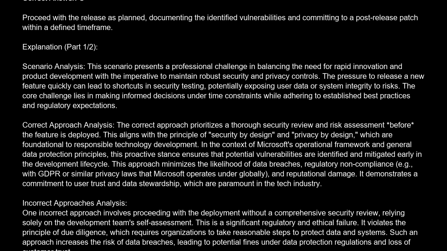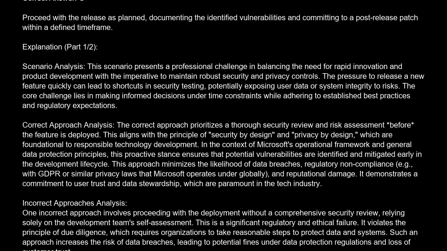The pressure to release a new feature quickly can lead to shortcuts in security testing, potentially exposing user data or system integrity to risks. The core challenge lies in making informed decisions under time constraints while adhering to established best practices and regulatory expectations. Correct approach analysis.